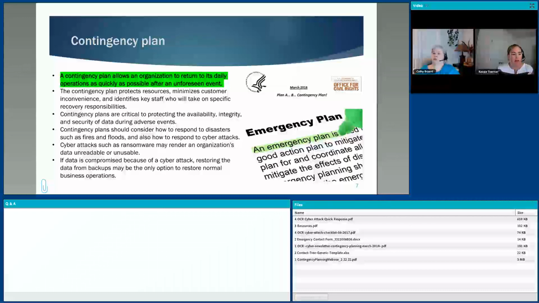The goal of your contingency plan is to allow you to return to your daily operations as quickly as possible if there is an unforeseen event. As you can see from this slide, there are many different things that can trigger a contingency plan, anything from cyber to natural disasters, and we'll talk about those a little bit more throughout the presentation.